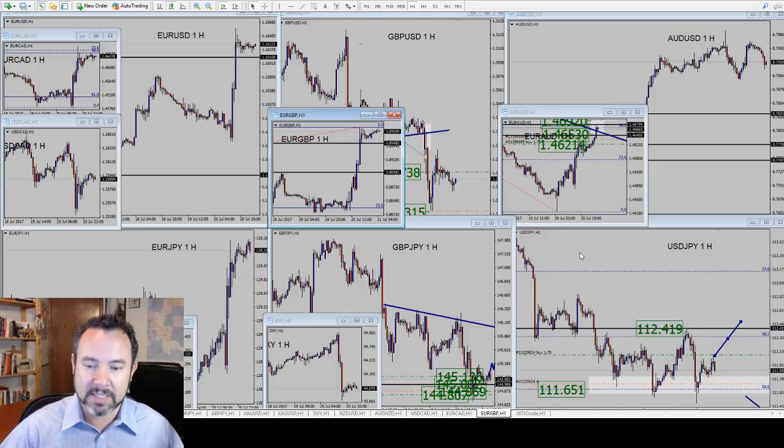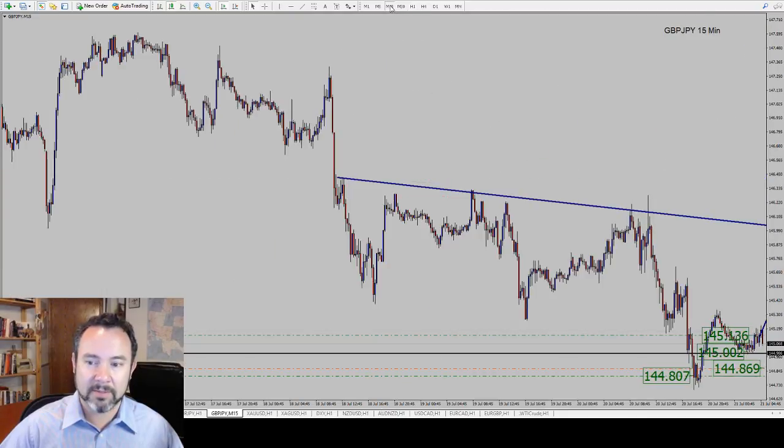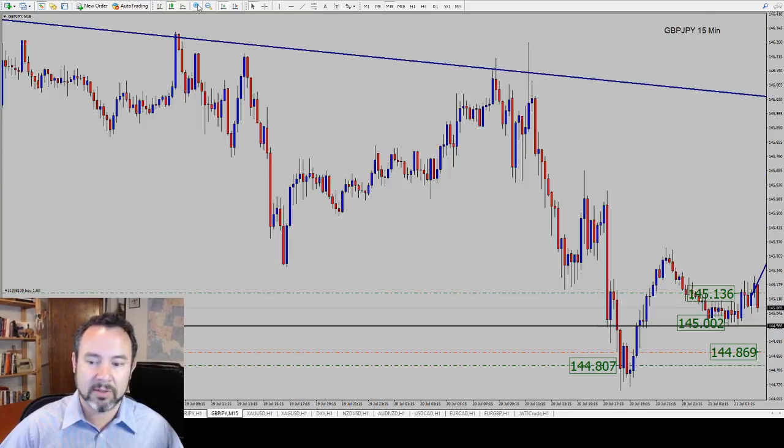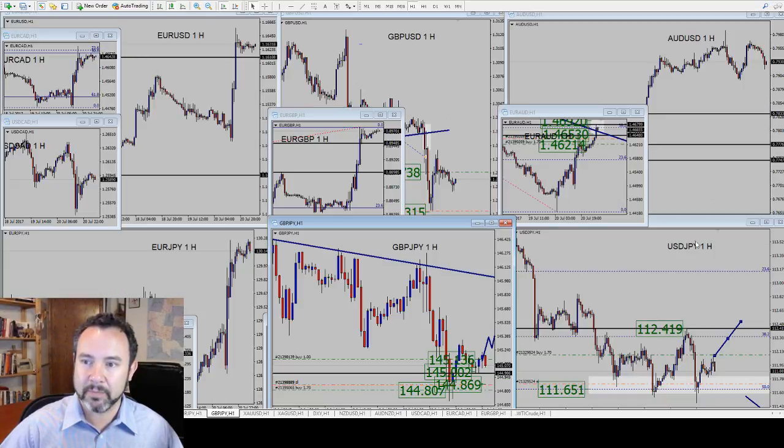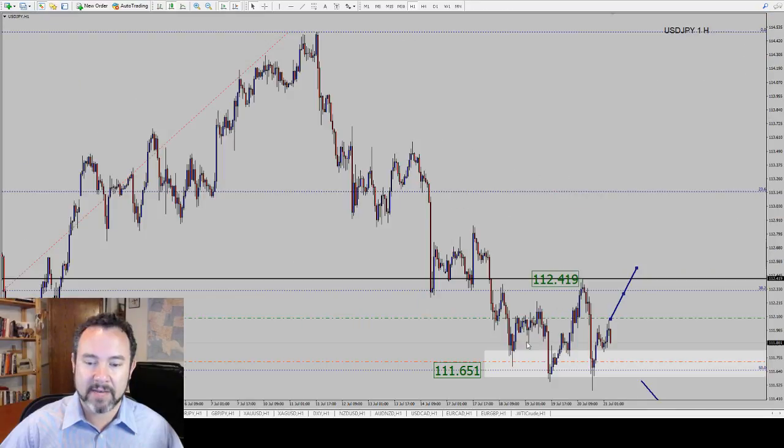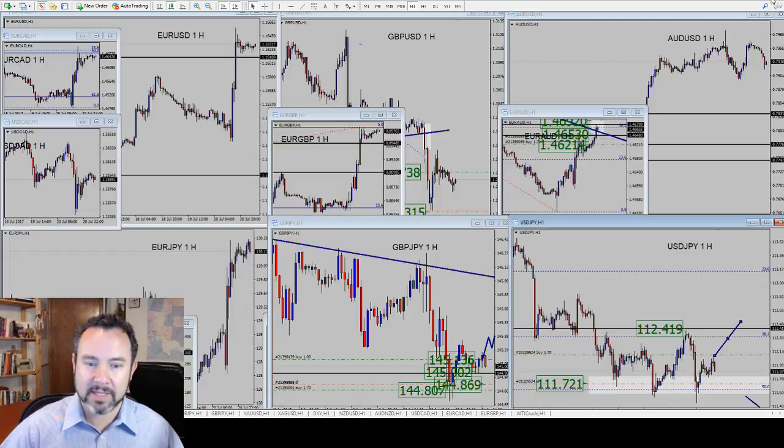I covered all my stops and all my areas. If you did miss them, feel free to check them out on the stream. You can see them all here. If you want to take a closer look, you can just pause the screen. You can see where my stops are, where my 2 entries are on the pound yen, and the levels I have on the dollar yen long. My stop is right about 111.72. I don't have a profit target on these yet.